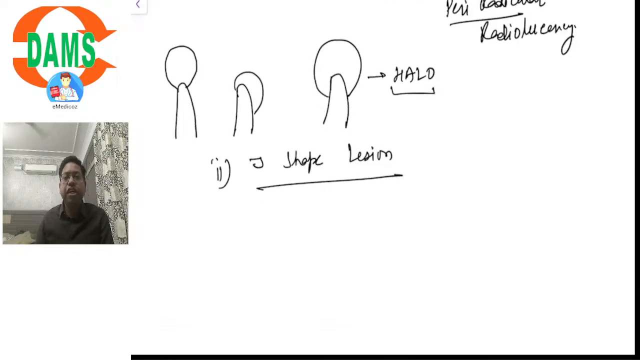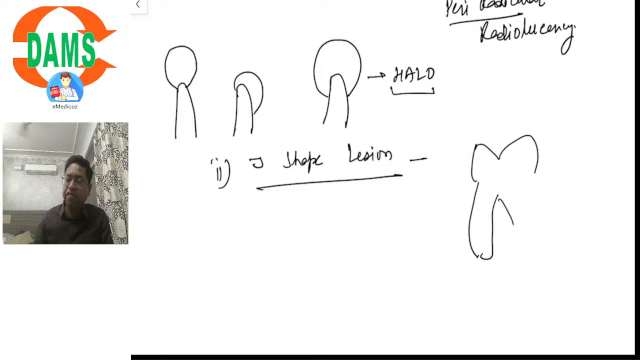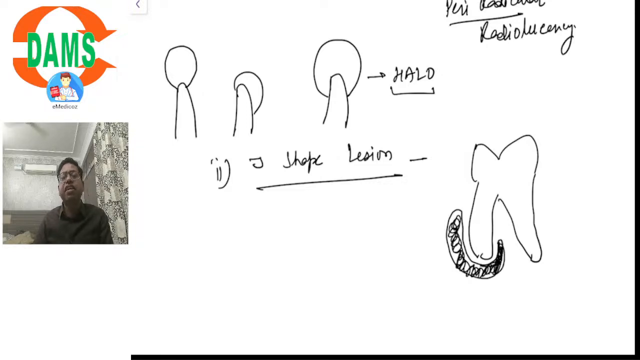There's a J-type lesion. What is a J-type lesion? Suppose we take a radiograph of a tooth suspected of having a VRF. Then along one of the roots, we would see a radiolucency or a pathology with unequal arms. The pathology is extending like this. This is known as a J-type lesion. This is also diagnostic of vertical root fracture.